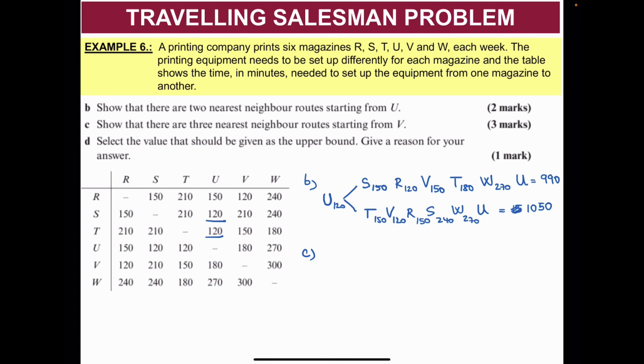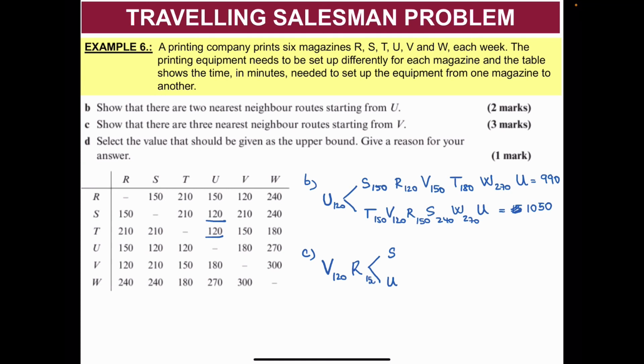In the C case, similar story, except you need to show there are three nearest neighbor routes starting from V. So if I start from V, the shortest one from V will take me to R, 120. But once I am in R, there are two possibilities because I have 150 that takes me to S, or 150 that will take me to U.